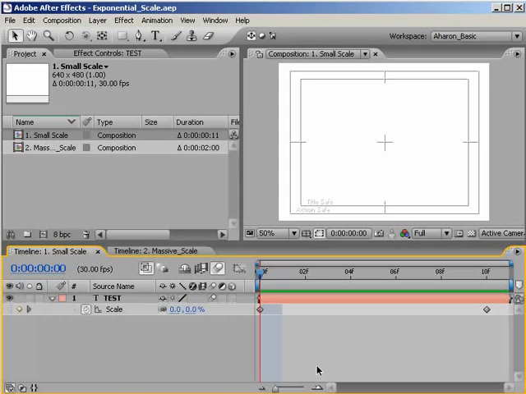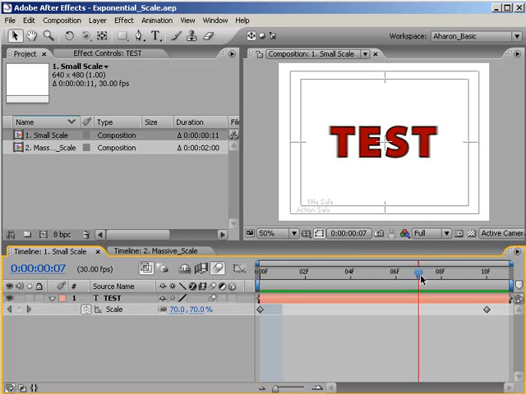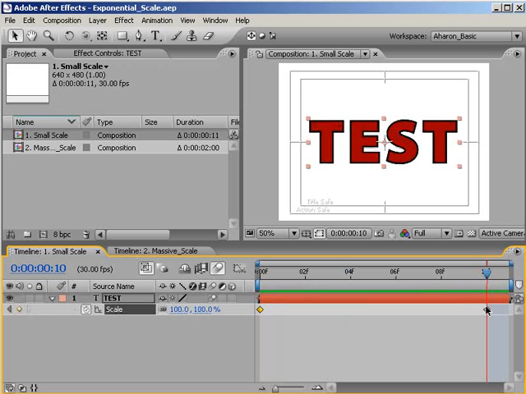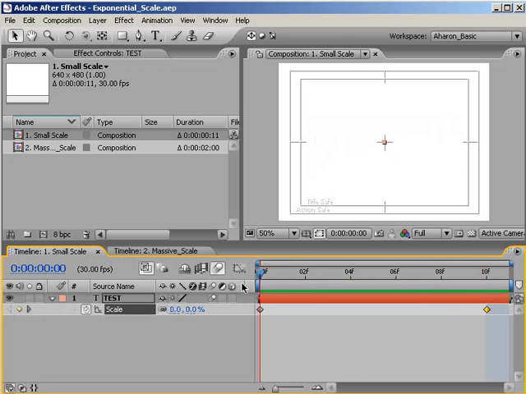First, let's take a look at the problem in a very controlled experiment. Here I have some text that I'm scaling up from 0% to 100% over 11 frames. So at frame 0, the scale is set to 0%, and at frame 10, the scale is set to 100%. If you move along in time frame by frame, as you can see in the scale property, After Effects is scaling up by 10% on every frame. So at frame 5, for example, it's scaled to 50%, and at frame 6, it's scaled to 60%.